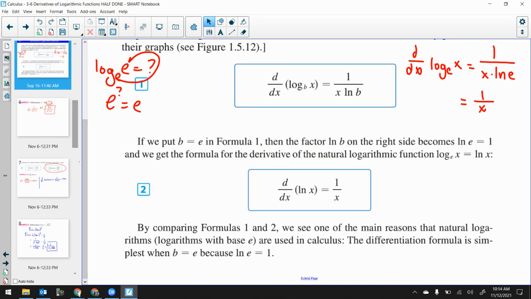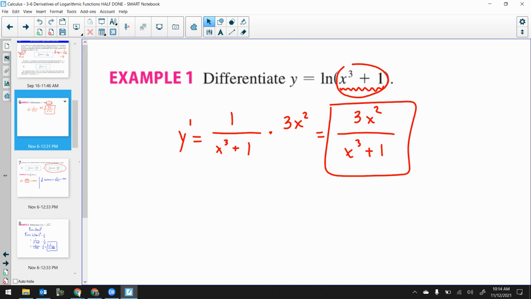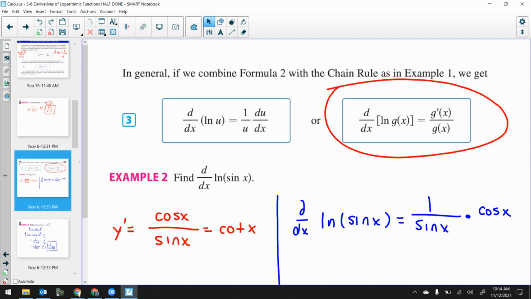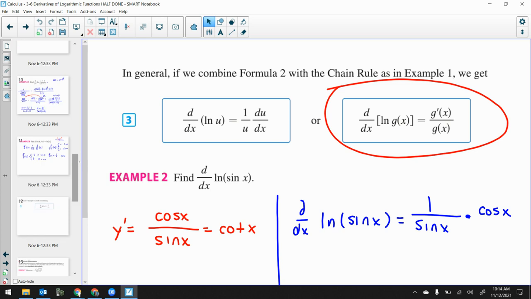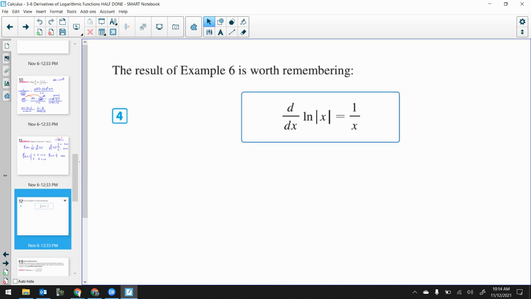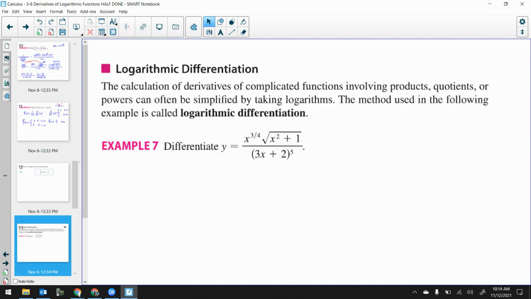And then we said, what if there's a chain rule? Then you just multiply by the derivative of the inside. So we generalized it: the derivative of the ln of a function is the derivative of the inside divided by the original. That's really where we were at. You've learned pretty much everything you can learn about the derivatives of logarithms yesterday.